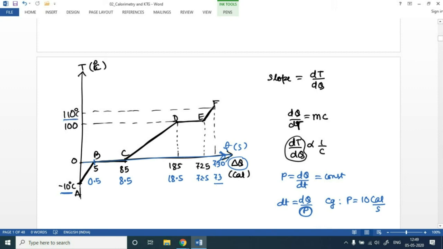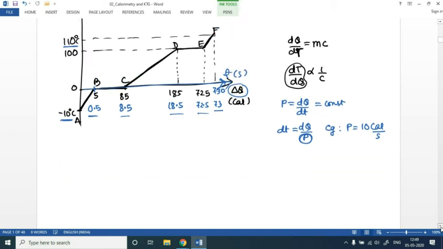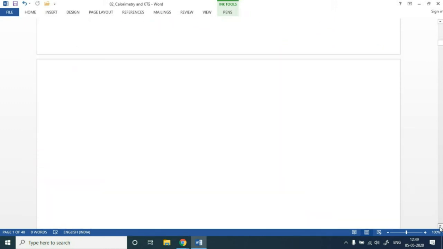Also, from A to B, how much time will it take for the temperature to change from minus 10 to 0, etc.? Everything you can see on this time scale now. So it is very easy for us to convert a T versus Q graph onto a temperature versus time graph. And this gives us very important information regarding another thing.